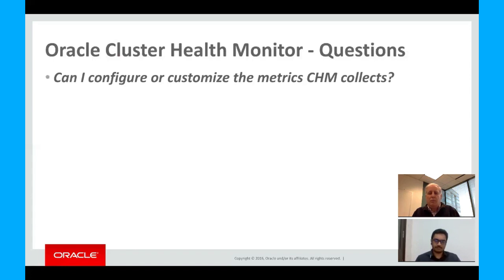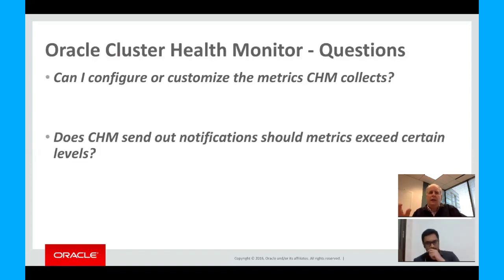Okay, so I saw various outputs from CHM to EM and to the command line, but is there any way that CHM sends out notifications should, for example, metrics exceed certain levels? Right, so there are various problems with threshold-based notification. Threshold-based notification is basically like, I'm trying to find a size that fits all, right?